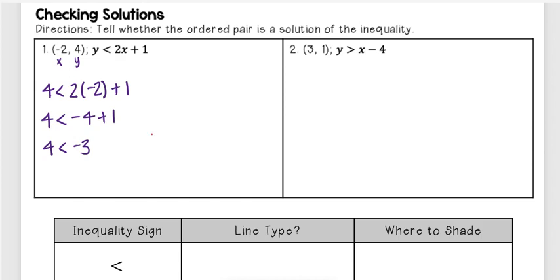Now I need to read that and see if that is true or false. Well, this tells me 4 is less than -3. Well, I know that's false. 4 is actually bigger than -3. So that means that this is not a solution.